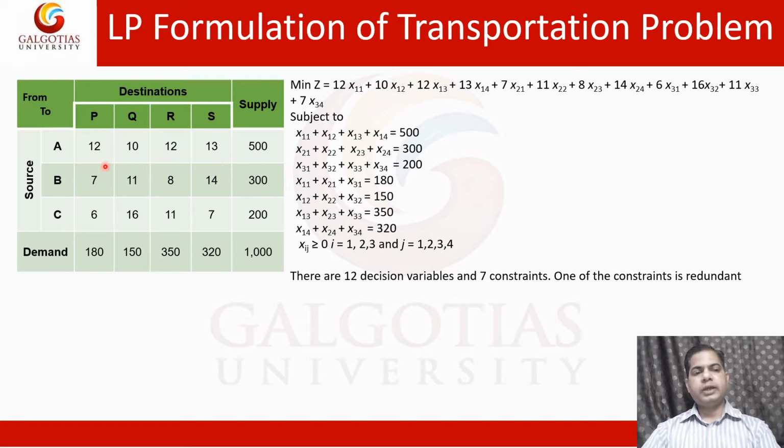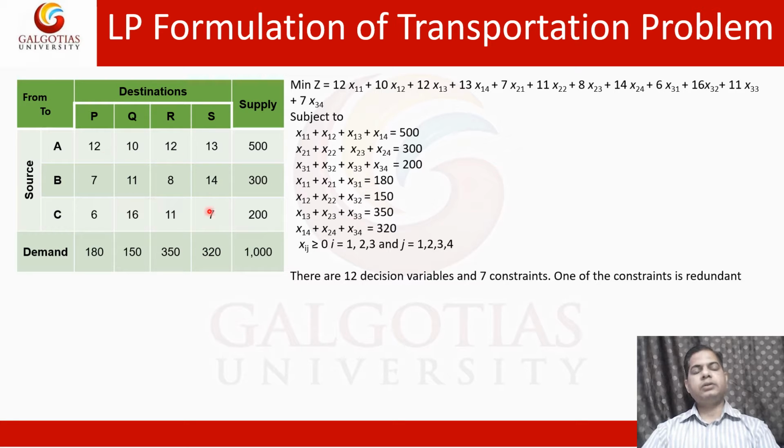So we assume that x11 is the number of units to be transported from A to P. Similarly, x12 will be the number of units to be transported from A to Q. x13 will be the number of units to be transported from A to R. x14 will be the number of units to be transported from A to S. Similarly x21, x22, x23, x24, x31, x32, x33, x34. So the total number of variables is 12, and the constraints would be 3 constraints for the supply and 4 constraints for the demand. So the total constraints would be 7.